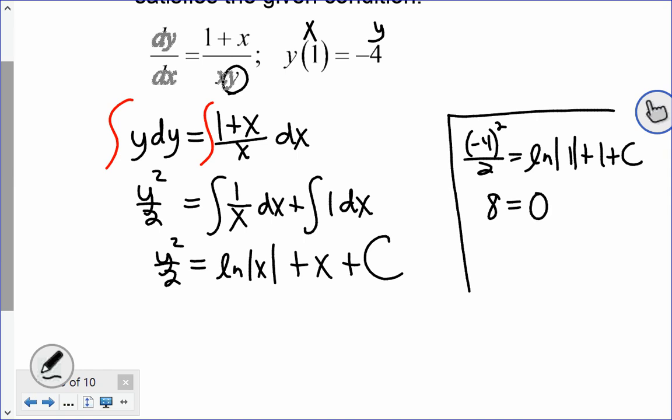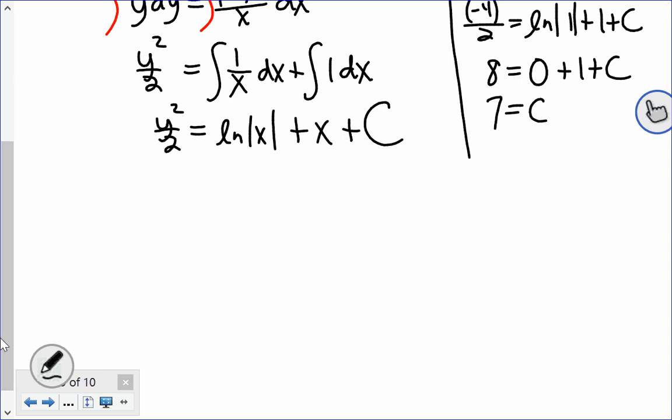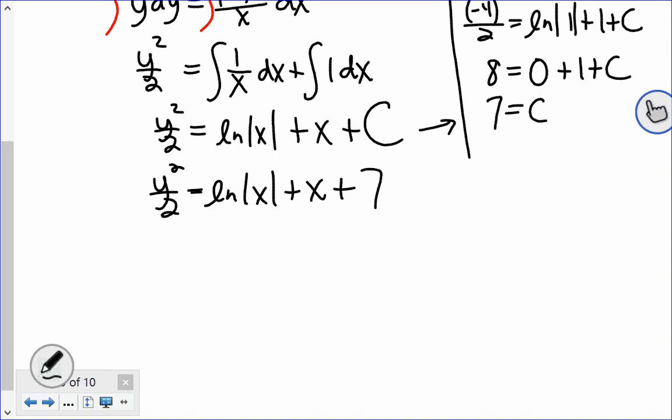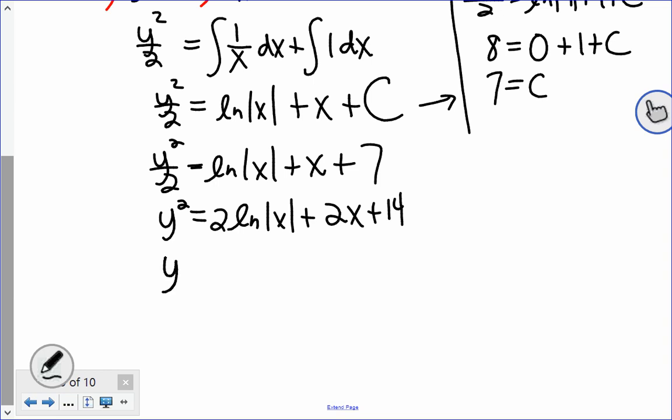So now we're going to go back over. So step 1, get general solution. Then go over here and find c. Then come back over and fill in c. So that's ln of absolute value of x plus 7. Now multiply everything by 2. So y squared equals 2 ln of absolute value of x plus 2x plus 14. And then we want to square root, and we get plus or minus the square root of that whole big thing that we had written.